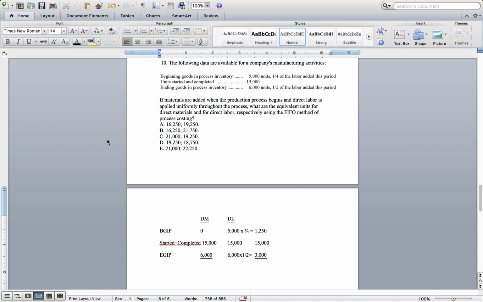Okay, the last part, calculate our totals. What we see here for direct materials, 15,000 plus 6,000, we see is 21,000. And for direct labor, take the 1,250 plus 15,000 plus 3,000 is 19,250. That's going to be answer C.